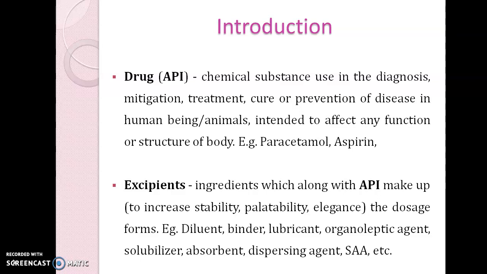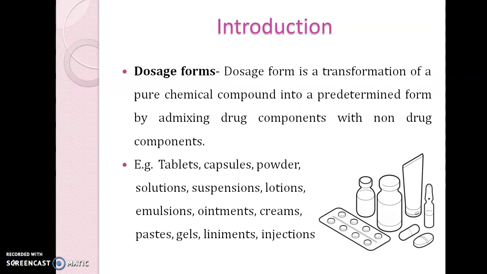Like that, diluents, binders, lubricants, organoleptic agents like sweetening agents and coloring agents, solubilizers, absorbents, dispersing agents like surfactants, and solubilizing agents. These are the excipients. When the drug and excipients come together through a particular process, we convert it into a dosage form. So dosage form is a transformation of a pure chemical compound into a predetermined form by admixing drug components with non-drug components. Example: tablets, capsules, solution, suspension, lotion, liniments.